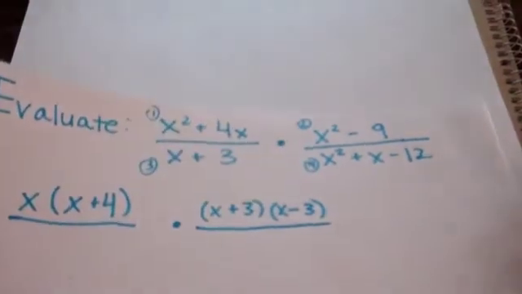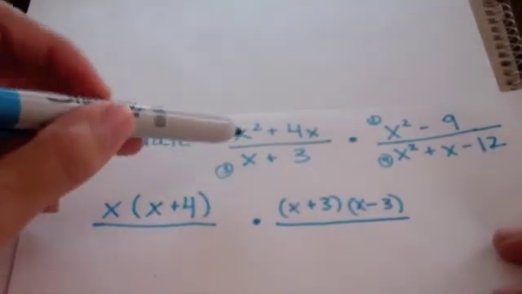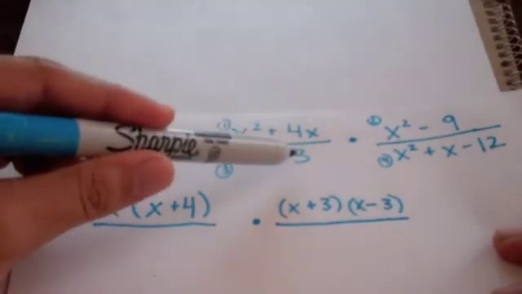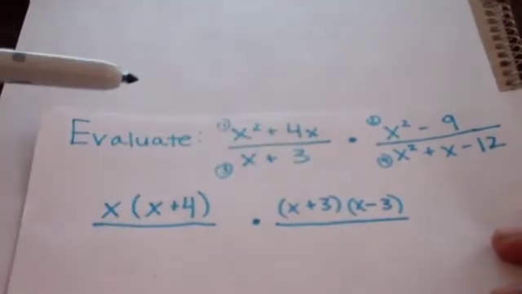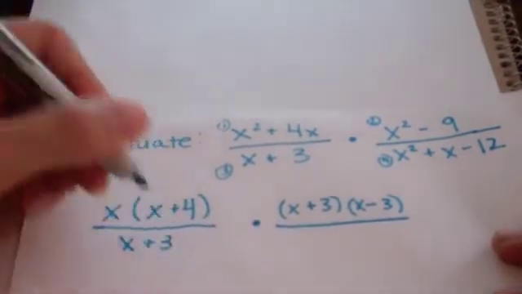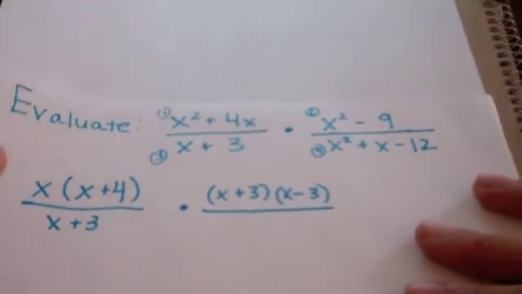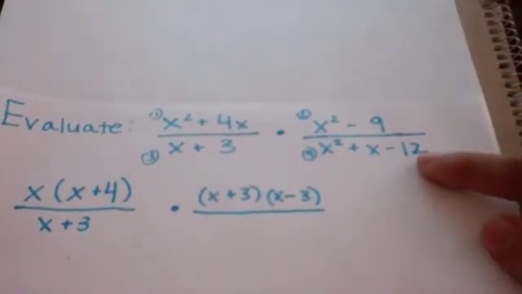Now we move on to the third piece. This is x plus 3. I don't see, this is an x term here and a 3 here. I can't cancel anything, so I'm just going to leave this as it is. And then I'll move on to step 4, which is factoring this piece right here.